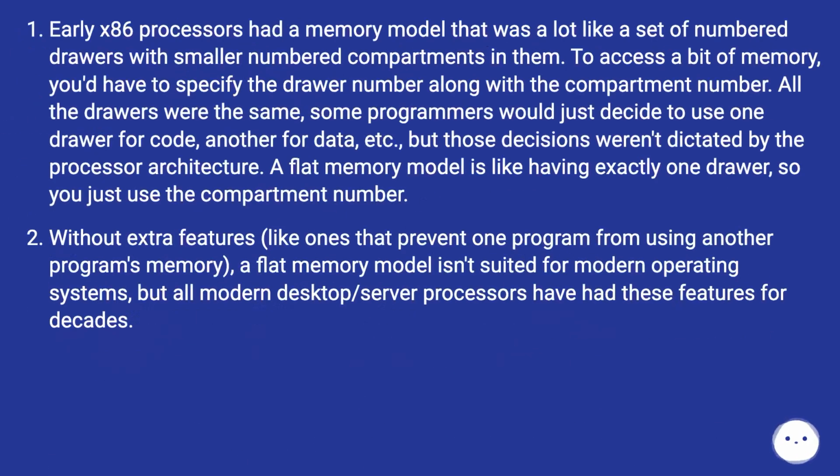Early x86 processors had a memory model that was a lot like a set of numbered drawers with smaller numbered compartments in them. To access a bit of memory, you'd have to specify the drawer number along with the compartment number. All the drawers were the same, some programmers would just decide to use one drawer for code, another for data, etc., but those decisions weren't dictated by the processor architecture. A flat memory model is like having exactly one drawer, so you just use the compartment number. Without extra features, like ones that prevent one program from using another program's memory, a flat memory model isn't suited for modern operating systems, but all modern desktop/server processors have had these features for decades.